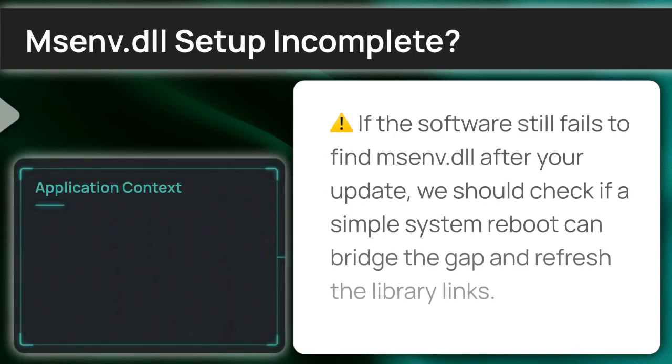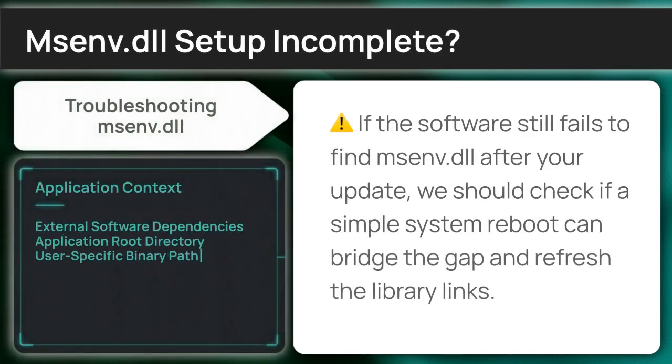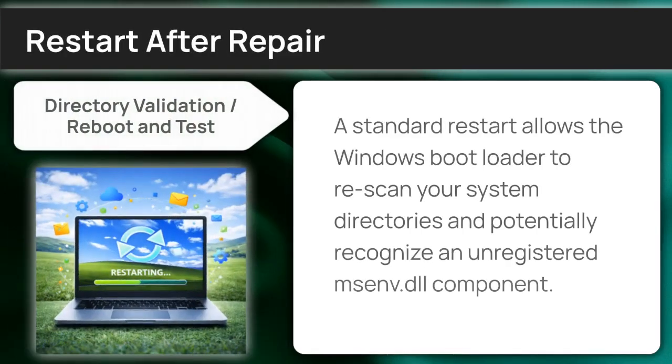If the application still won't initialize, we need to shift our focus to how the Windows loader is interacting with the library. Performing a restart can determine if the error is just a transient environment glitch. A reboot refreshes your system's path variables and can sometimes re-establish a broken link to the Msenv library file.